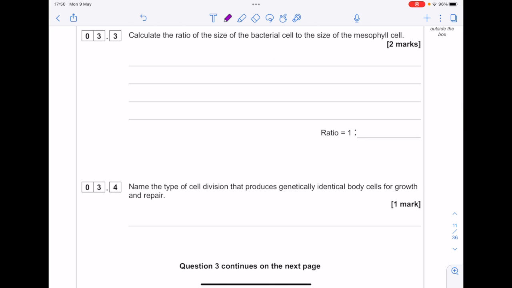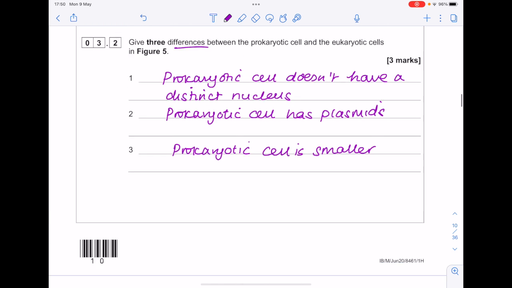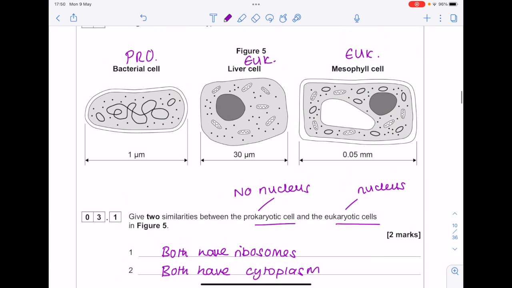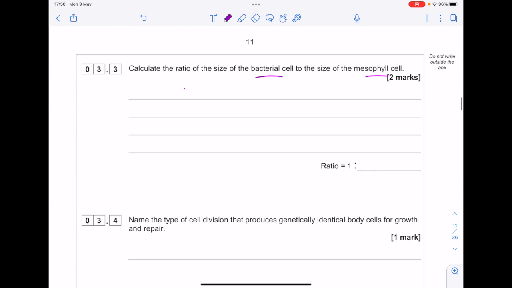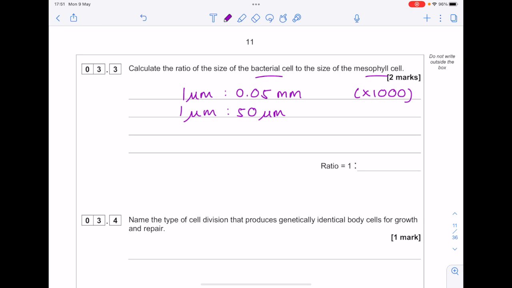Give the ratio of the size of the bacterial cell to the size of the mesophyll cell, so make sure you're looking at the right one. There's the bacterial cell, there's the mesophyll cell. So it's 1 micrometer to 0.05 millimeters. We've got issues here because the units are different, so get them both into micrometers by timesing millimeters by 1,000. So that becomes 50 micrometers, so the ratio here is 1 to 50.